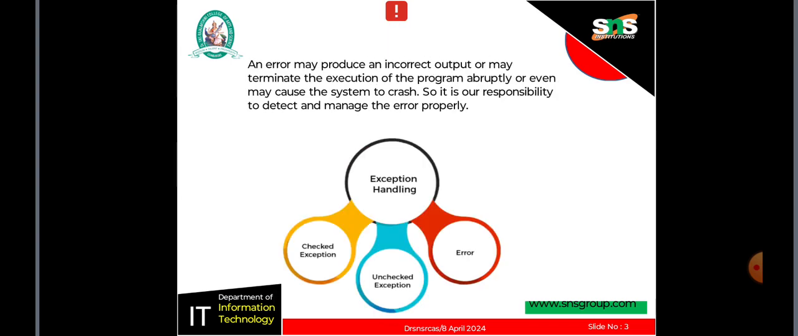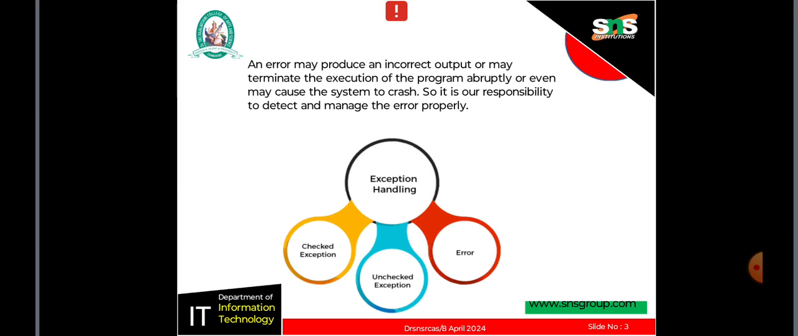An error may produce incorrect output or may terminate the execution of a program abruptly, or even cause the system to crash. Sometimes it may bring very large exceptions also. So it has a responsibility to detect and manage the errors properly. By using exception handling, we can handle checked or unchecked exceptions and errors that may occur.